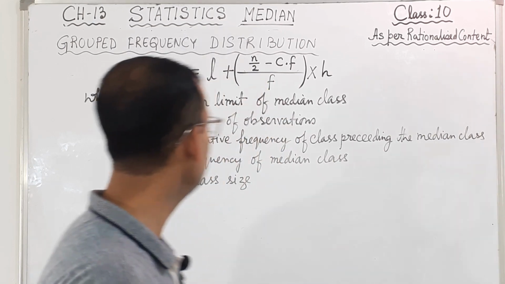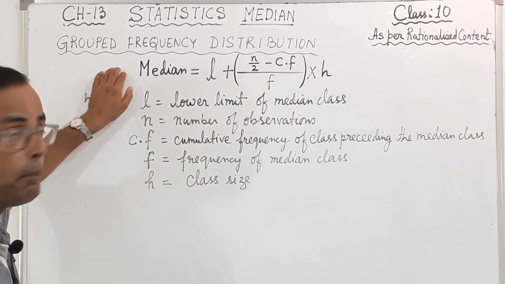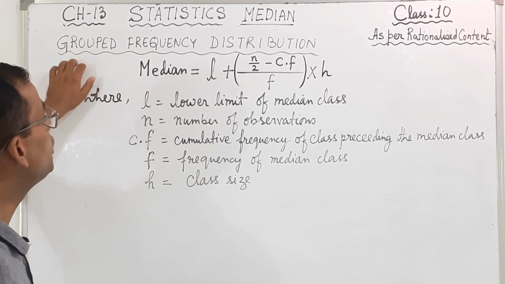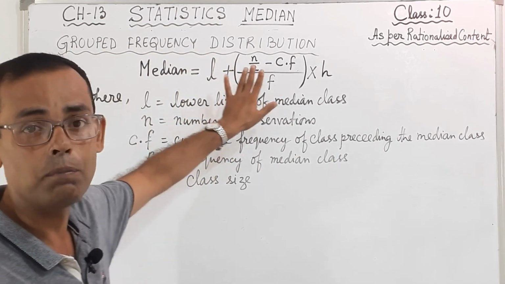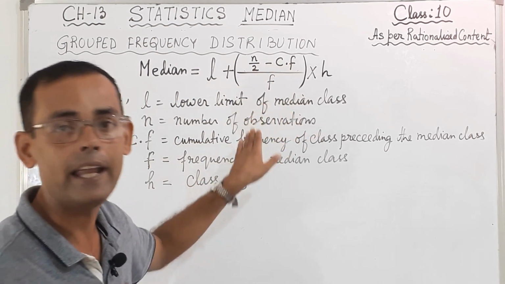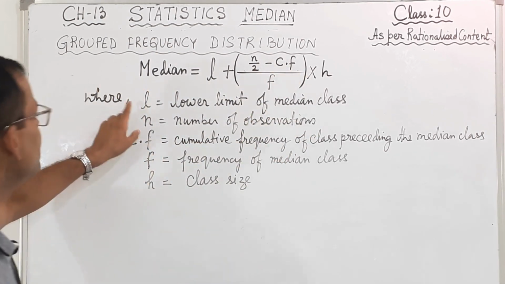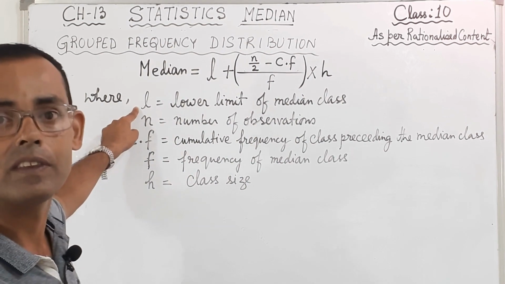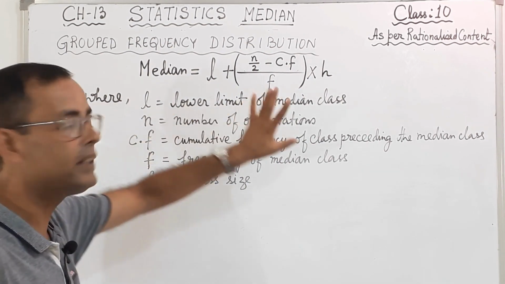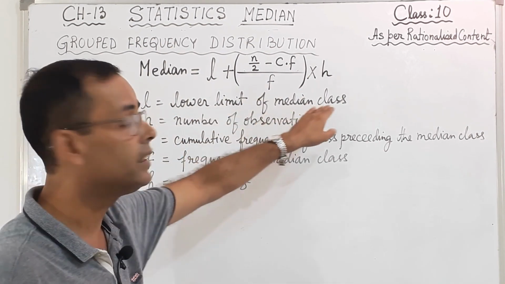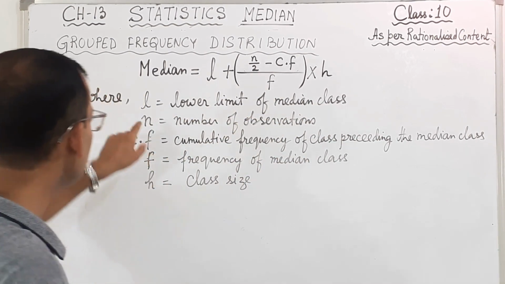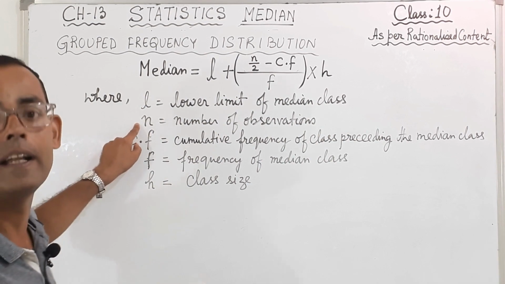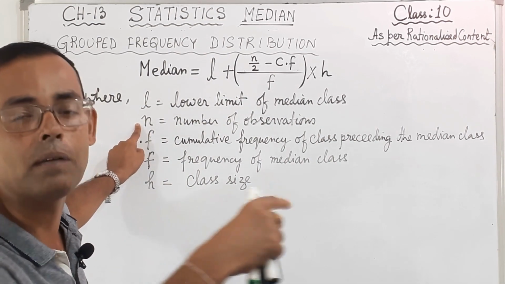Okay, now let us come to this formula, median formula for the grouped frequency distribution. So median is equal to L plus (N by 2 minus CF) divided by F into H. So what is this L? How we studied the mode? L means the lower limit of what? Median class. That was modal class, now this is median class. N means what? Number of observations, that means number of items.